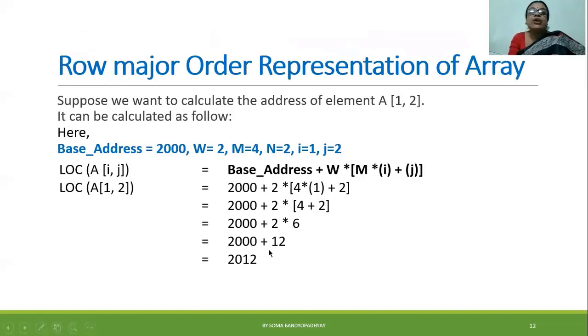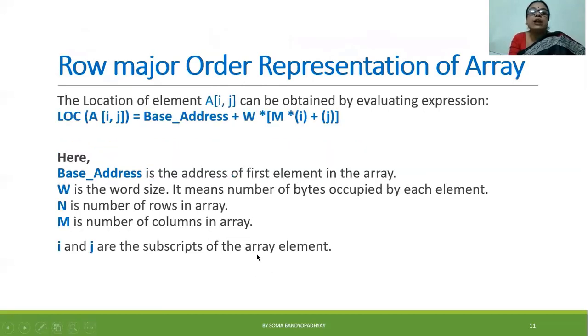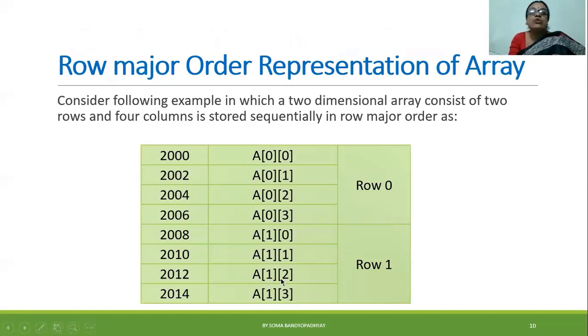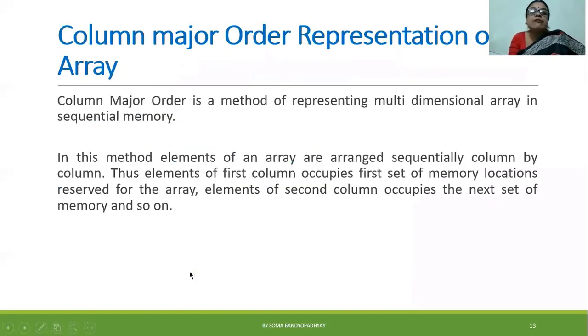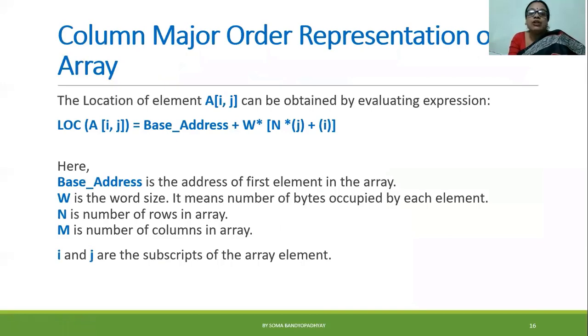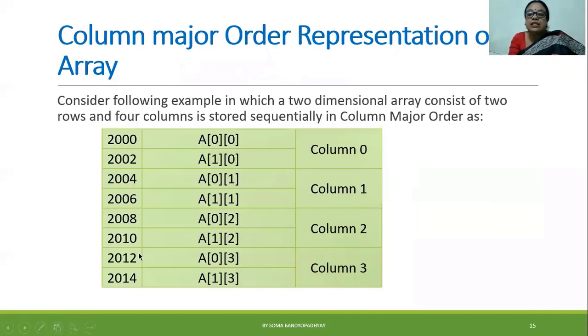And when we calculated the row major ordering, we calculated the location as 2012. So the A12 element was stored in memory location 2012 when we calculated the row major order. So in case of row major order, the location is 2012, and in case of column major order, the location is 2010.